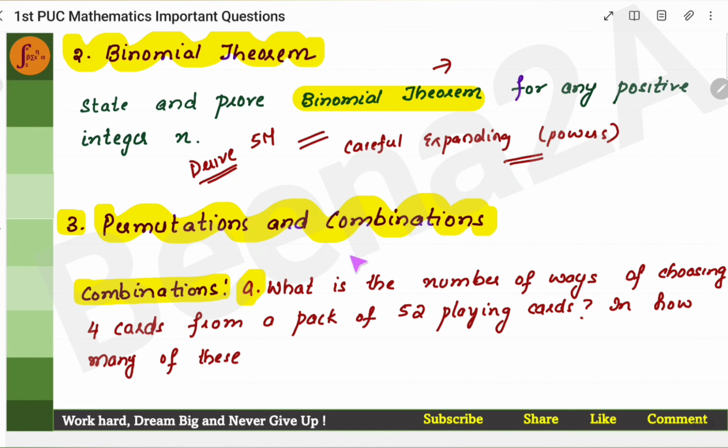Next one is permutations and combinations. Now here you'll have to solve all the exercise problems, right? And worked examples. Any kind of problem can come.